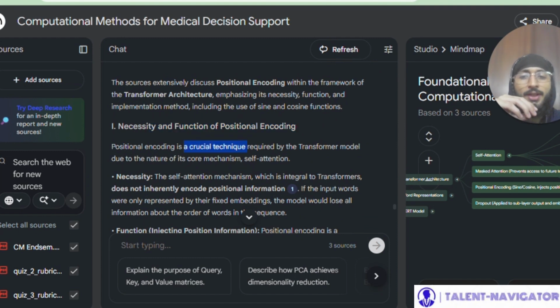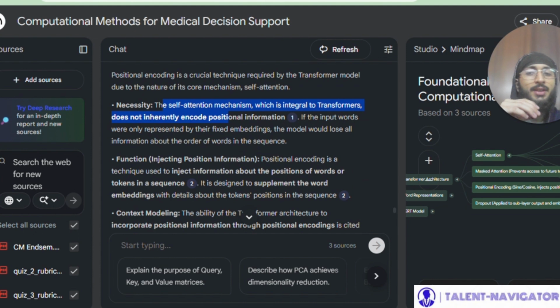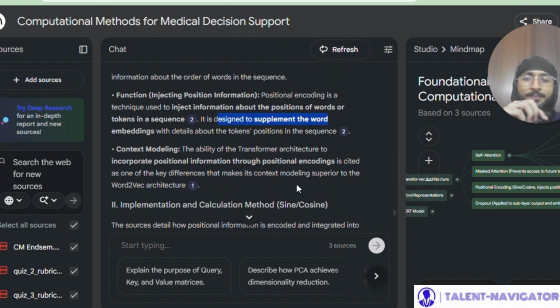First, it is basically a crucial technique required by the transformer model due to the nature of its core mechanism, that is self-attention. So the self-attention mechanism does not inherently encode positional information. If the input words were only represented by their fixed embeddings, the model would lose all its information about the order of words in the sequence. So when we inject positional information, we basically are injecting information about the position of words or tokens in a sequence, the position or the indices. It is designed to supplement the word embeddings with details about the token's position or the location in the sequence, right?